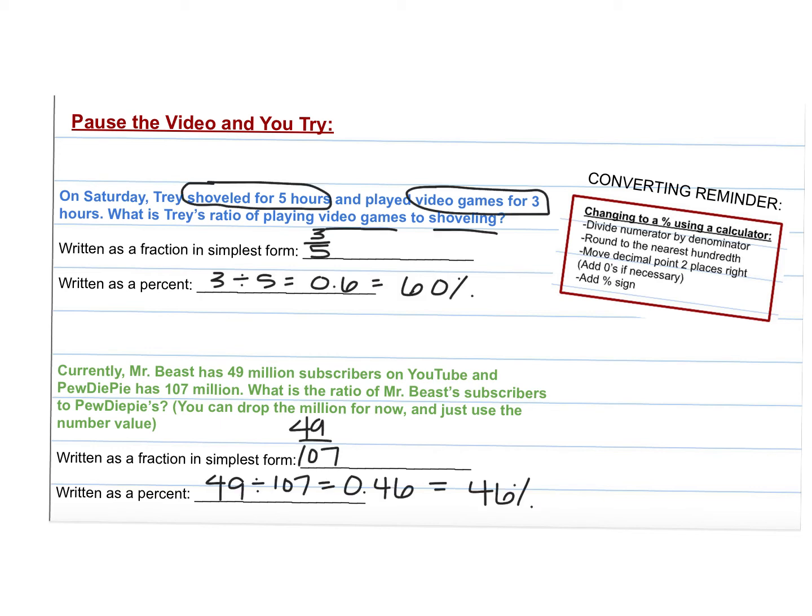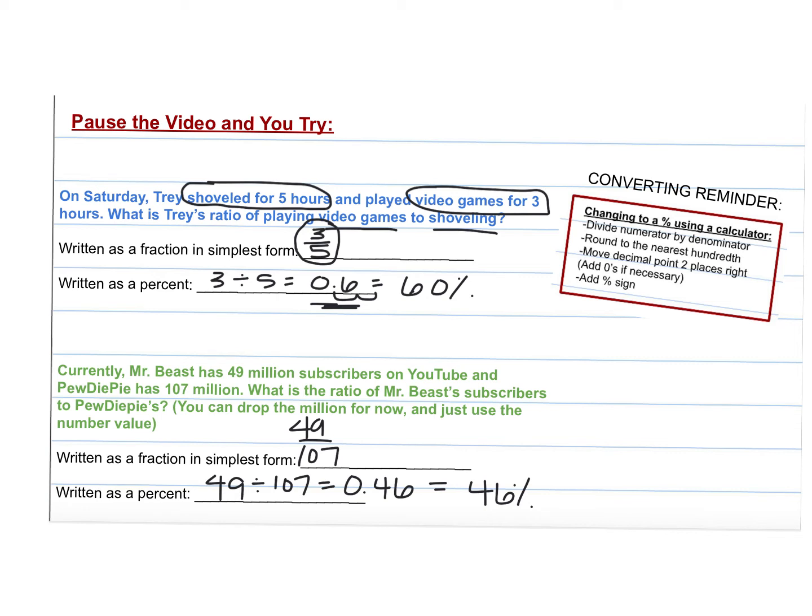All right, the first problem: on Saturday, Trey shoveled for 5 hours and played video games for 3 hours. What is Trey's ratio of playing video games to shoveling? Video games was 3. Shoveling was 5, so the fraction would be 3 to 5, or 3 over 5. And then written as a percent, in my calculator, I can do 3 divided by 5, and I get 0.6, which would be 60%, because I need to move over 2. So that means that 60% of the amount of time Trey shoveled is what he did playing video games.